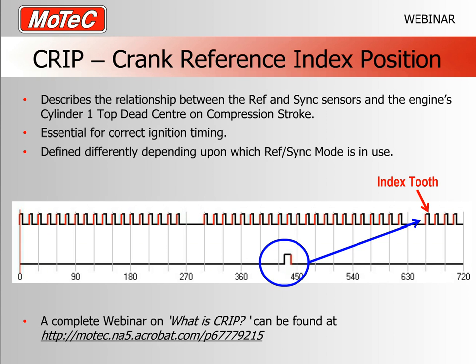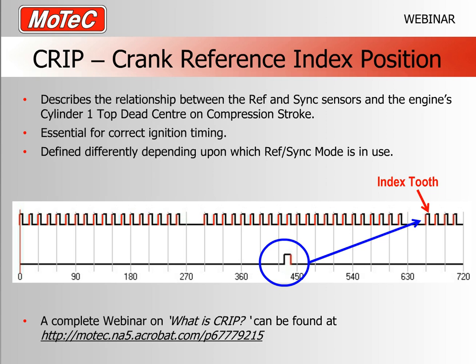Okay, now one of the terms that gives people a great deal of grief with our ECUs is the CRIP, which is the Crank Reference Index Position. Now this is a number which describes the number of degrees between a particular tooth on the reference sensor and top dead center of cylinder 1 on compression. So in other words, this number could be anywhere from 0 to 720 depending on the nature of the engine and the nature of the triggering system.